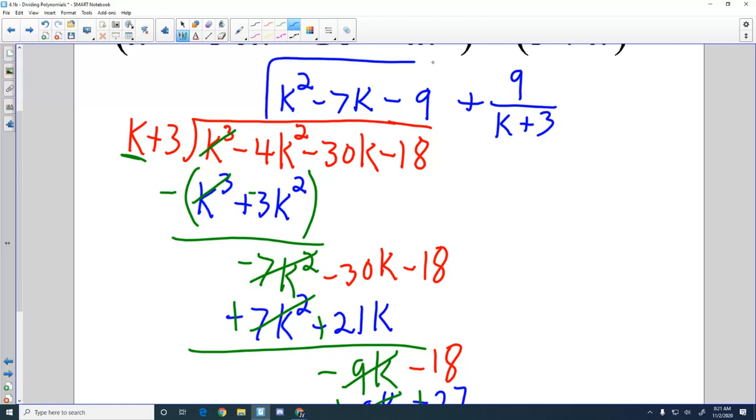So this right here is your quotient. Anyone else get that? Or part of that? Did you get at least a few terms correct? Okay. Awesome.